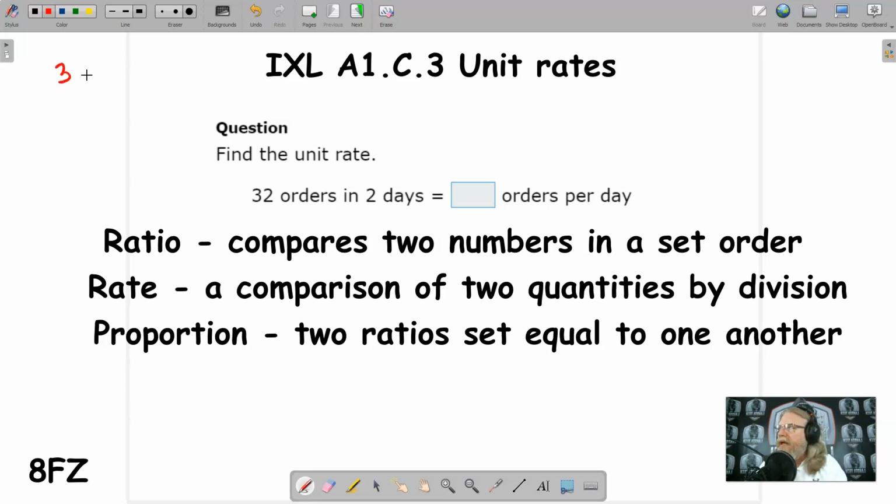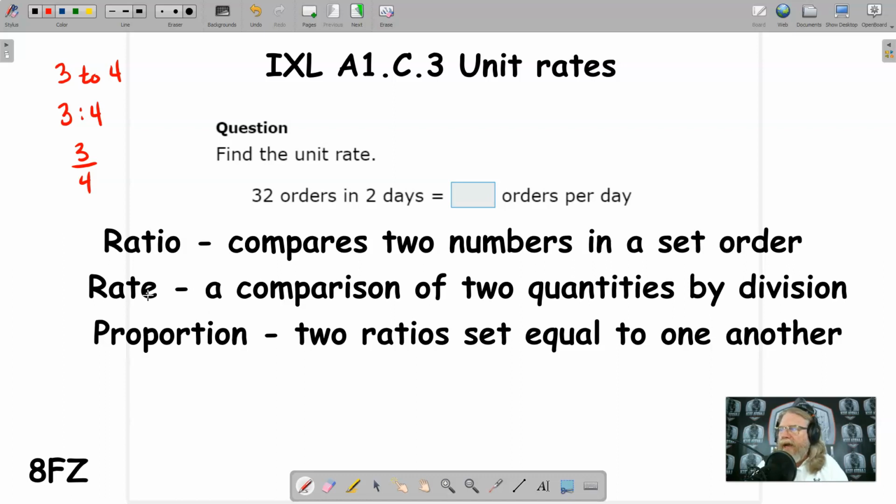We could represent that as 3 to 4. We could also write that as 3:4. Or we could write that as a fraction, 3 to 4. Any of those 3 ways will work. That is a ratio. It compares two numbers in a set order because the order matters. Notice I said boys to girls, so we had to list the 3 boys before we got to the 4 girls. That's why the 3 comes before the 4 in each of these cases. So a ratio compares two numbers in a set order.